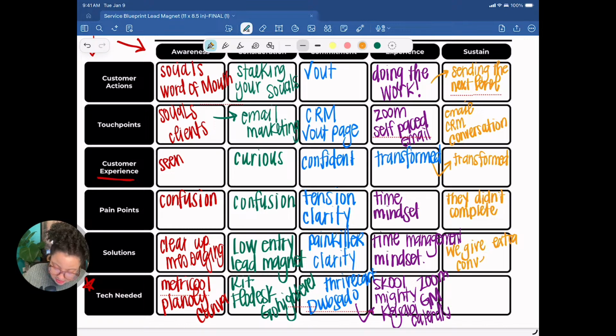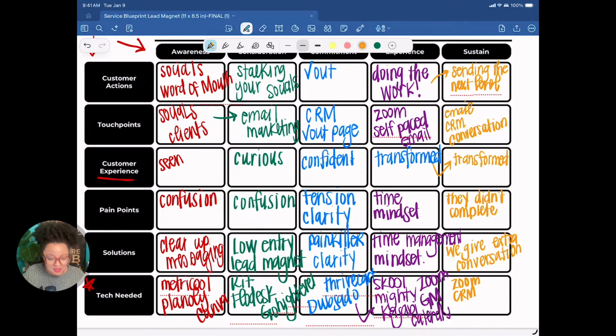So maybe we give them an extra week, or maybe we have a conversation with them just to see where things went awry and how we could support them further. And then what is the technology needed again? That's your Zoom, that's your CRM, that's all the things that we have used thus far. So we don't really need to bring in anything new here unless we're moving them to a higher tiered offer.